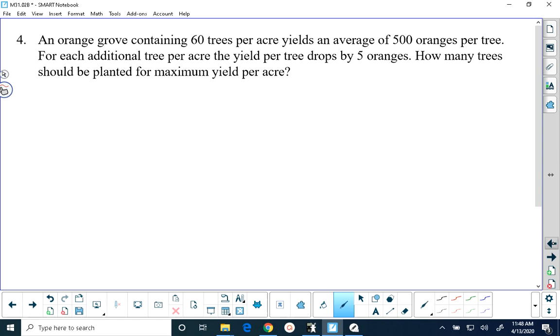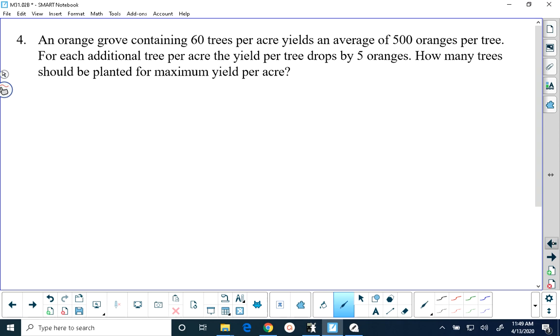What they've discovered is they can plant more trees per acre, but when you plant one additional tree, you get 5 fewer oranges on average in the growing season. Now, why should that be? Well, when you plant more trees, all of those trees are now going to have to share the same nutrients and resources that were in that 1 acre, so each tree gets a little bit less. The question is, how many trees should be planted to maximize the yield?